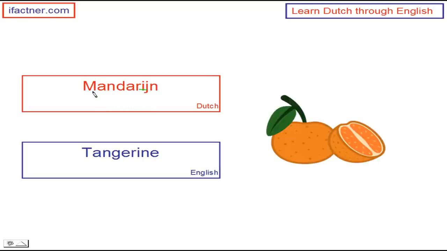Mandarijn. M-A-N, man, D-A-R, I-J-N, mandarijn. The IJ is pronounced as ei. Mandarijn in Dutch.